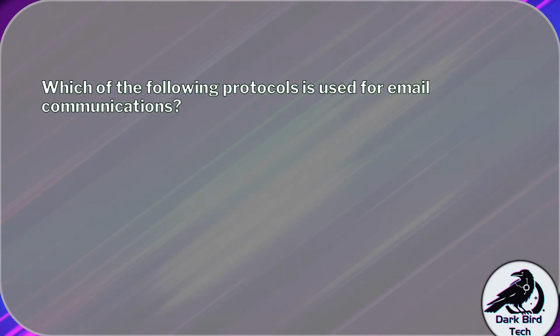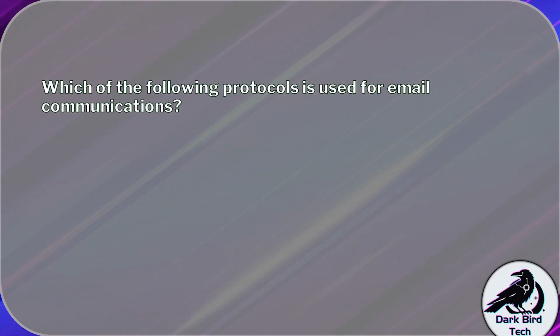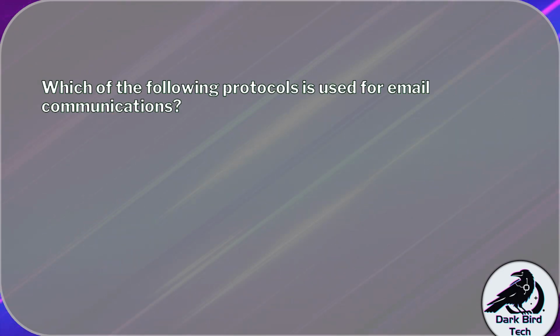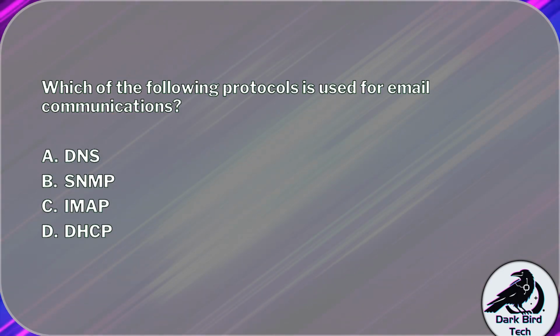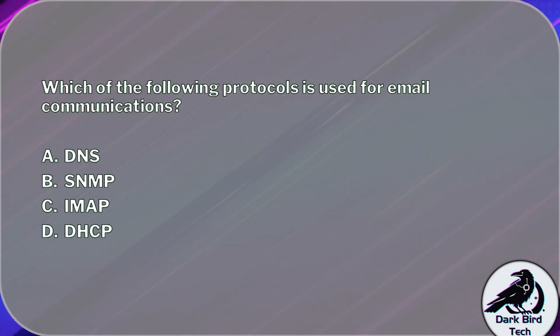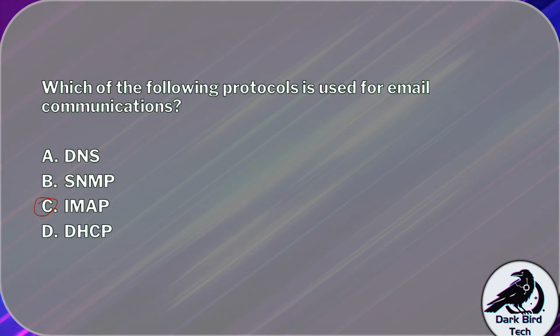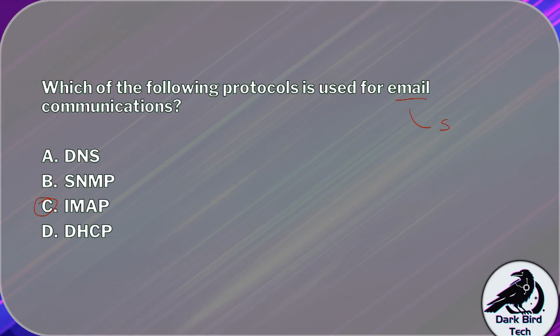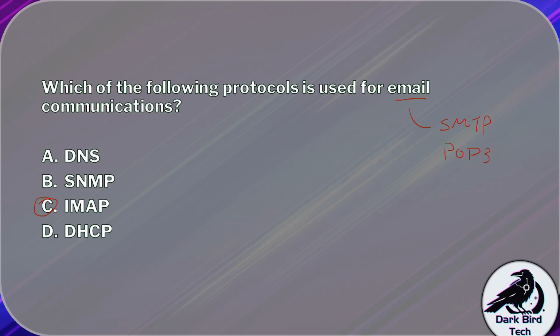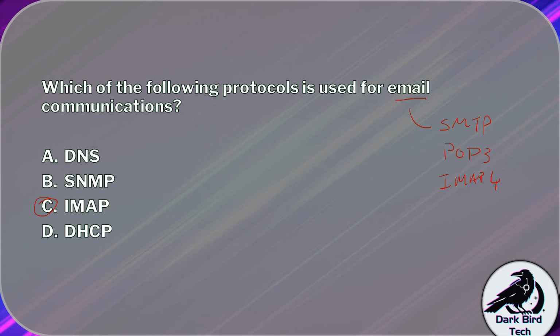Which of the following protocols is used for email communications? So think about the email protocols you know about. There's 3 main ones. And our options are DNS, SNMP, IMAP, and DHCP. I'm hoping you gravitated straight towards IMAP because that is one of the 3 email protocols. You're looking at SMTP, Simple Mail Transfer Protocol, Post Office Protocol, usually version 3, so POP3 is a common listing, and Internet Messaging Access Protocol, sometimes listed as IMAP 4 because the latest version is version 4. I'm hoping that's what you thought about straight away.